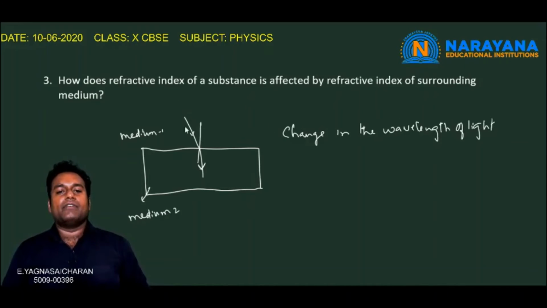Let us consider the wavelength of light in this particular medium as lambda 1 and in this medium as lambda 2. The refractive index of the first medium, let us take as mu 1, and the refractive index of the second medium as mu 2. So mu 1 by mu 2 is taken as lambda 2 by lambda 1. In this manner, the wavelength of the light changes in the particular medium as the optical properties of light change according to the medium. So this is how the refractive index of a particular substance is affected by the refractive index of the surrounding medium.